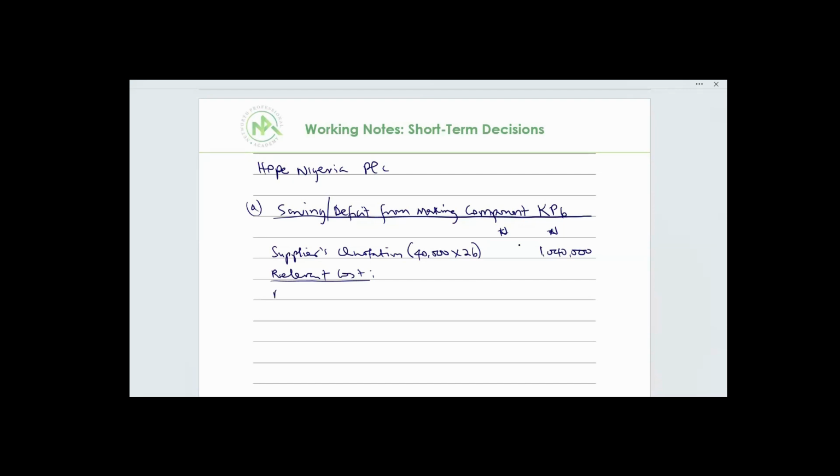So I would then say marginal cost, which is 40,000 multiplied by 19 naira. What do you have? 760,000. Let me just put it here. 760,000.